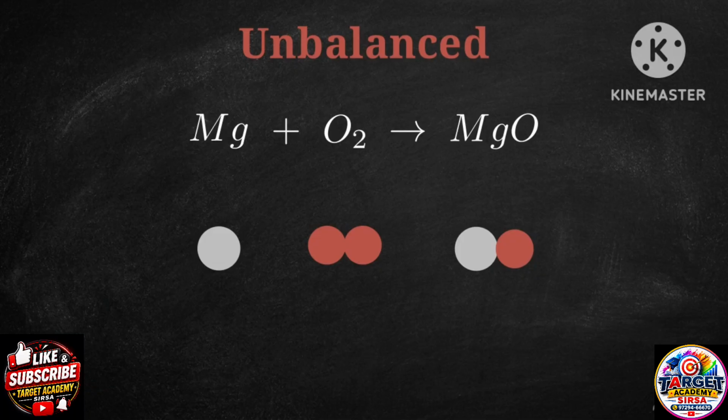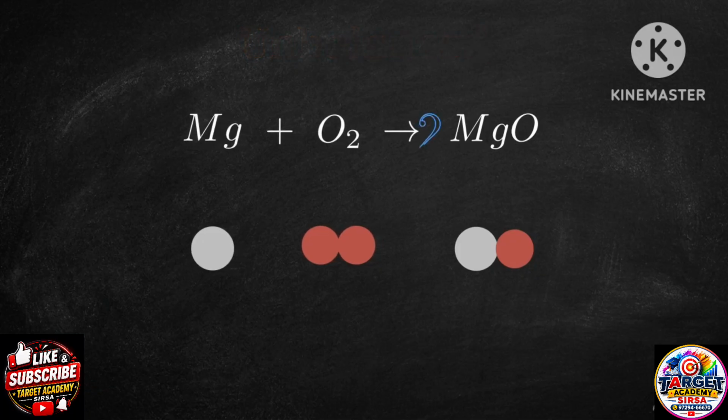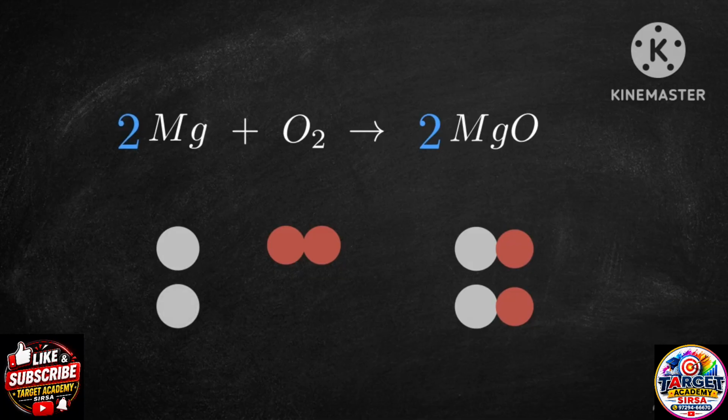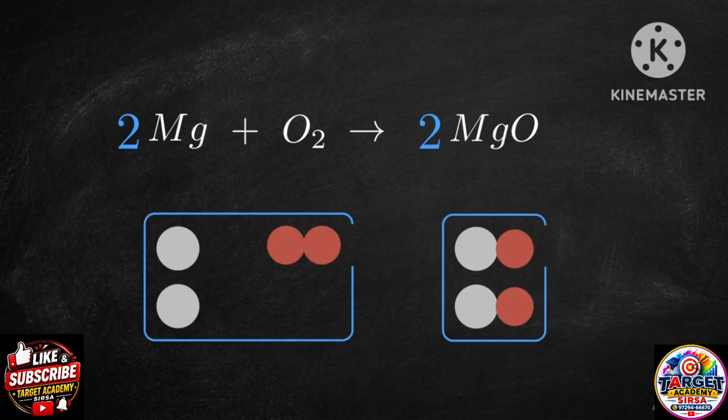To fix this, we can scale the molecules up, but we can never break them apart. We add a 2 in front of the magnesium oxide product, which gives us our 2 oxygen atoms. That leaves us with 2 magnesium atoms on the right, so we place a 2 in front of our reactant magnesium on the left. The input now exactly matches the output, and that balances the scale.